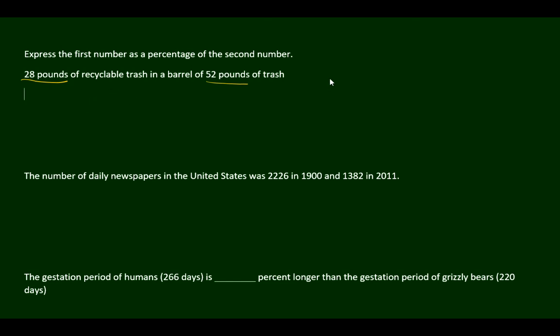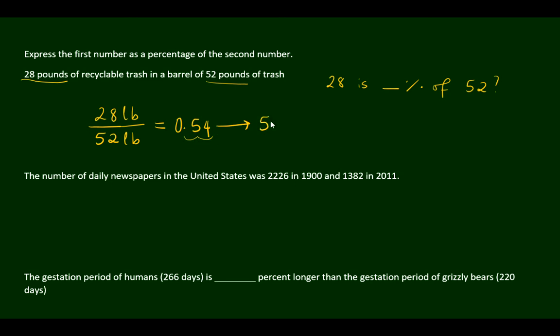So the question is this: 28 is what percent of 52? You divide 28 by 52 because you try to find the portion of 28 in 52. So it's 28 pounds divided by 52 pounds. You can include the units, they're going to be cancelled. If you divide them by a calculator, you will get 0.54, which means if you write it as a percentage, you move that two decimals to the right. That's 54%. So that means 54% of 52 is 28.